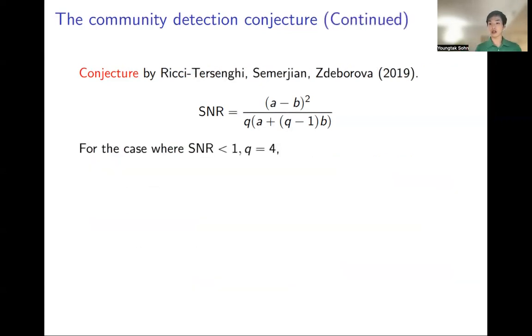So when q equals 4, the picture is more complicated. And this was conjectured by Decelle, Krzakala, Moore, and Zdeborova in 2011.